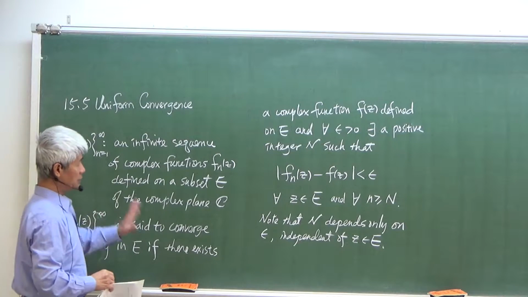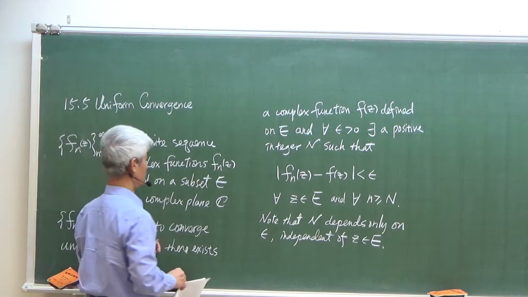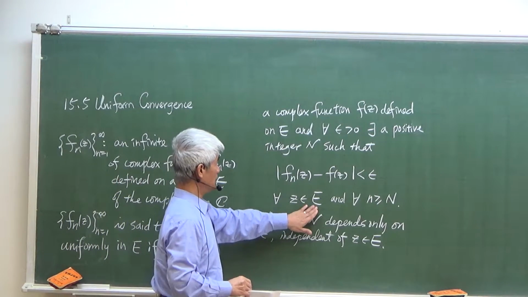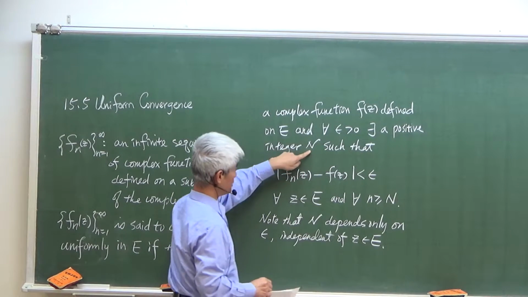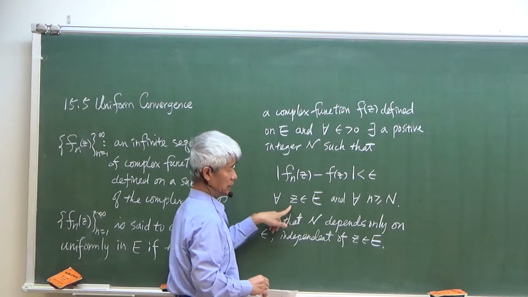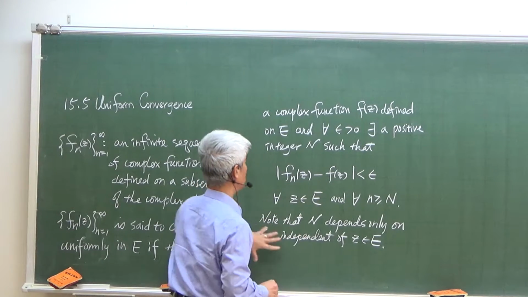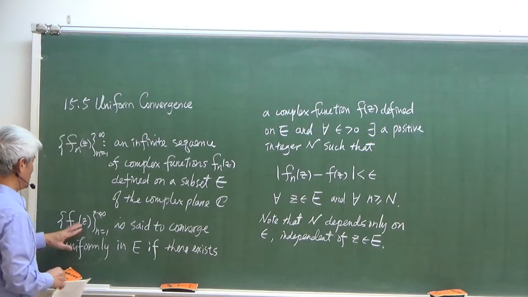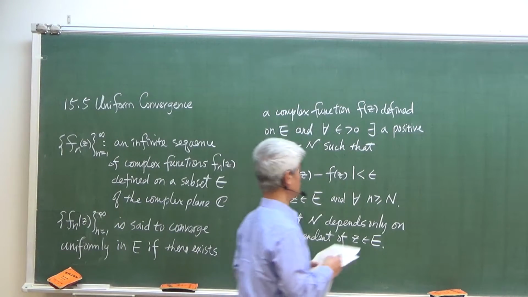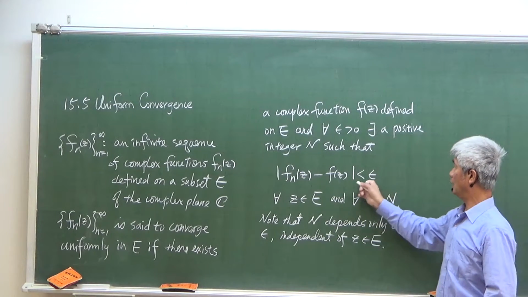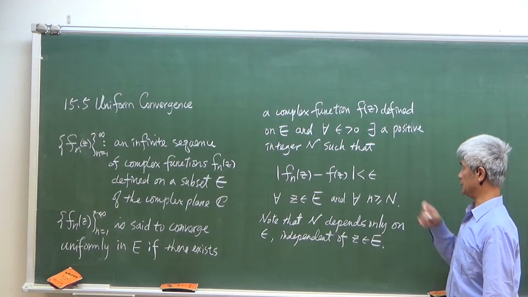Because in ordinary convergence, we talk about converging pointwise. So we are given a point z in E, and for every epsilon, there exists an integer N, and this N depends on epsilon and also on z, to satisfy this inequality. But if we want the sequence to converge uniformly, then we require that this inequality is true for all z in E and for all n greater than capital N.